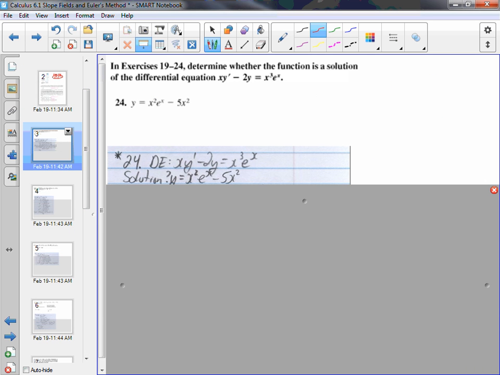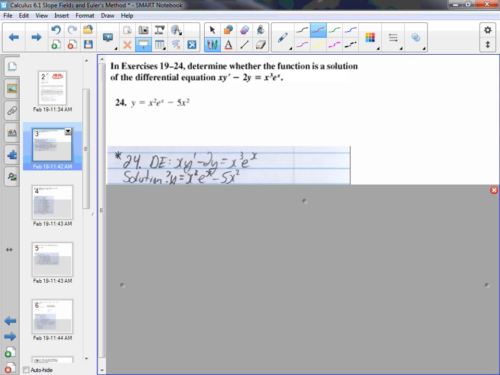So turn on over to page 409. And let's begin with number 24. And I'm jumping all around in the examples we're going to do too, so bear with me. So for number 24, the directions say to determine whether the function is a solution of the differential equation, and then they give us the differential equation. It's xy prime minus 2y equals x cubed times e to the x.